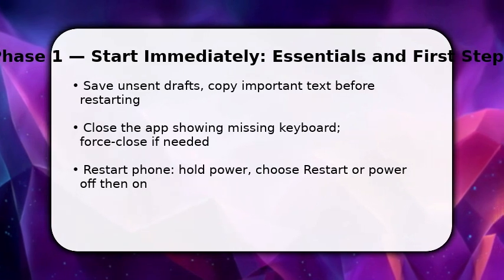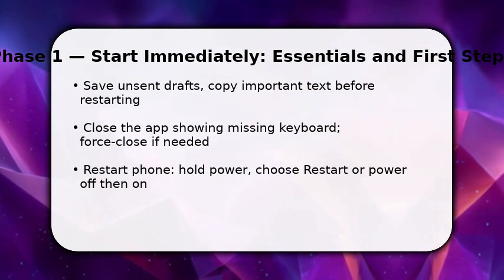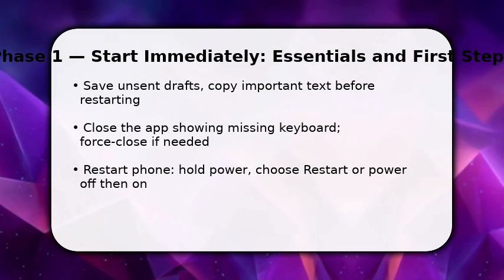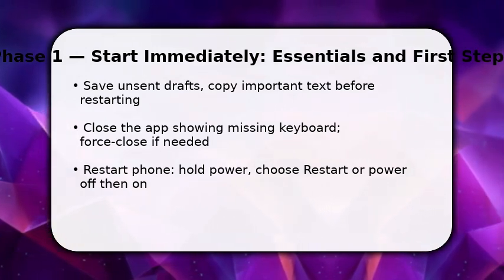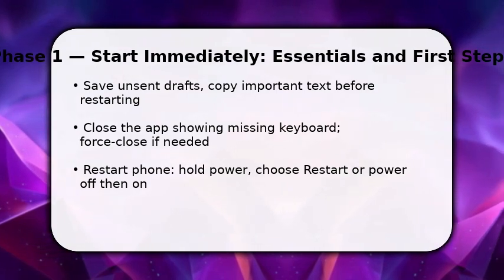Next, restart the phone. Hold the power button and select Restart, or Power Off then Back On. This clears temporary glitches and resets keyboard services. Make sure you have your device passcode ready after reboot. Once the system reloads, reopen the app and check if the keyboard appears.